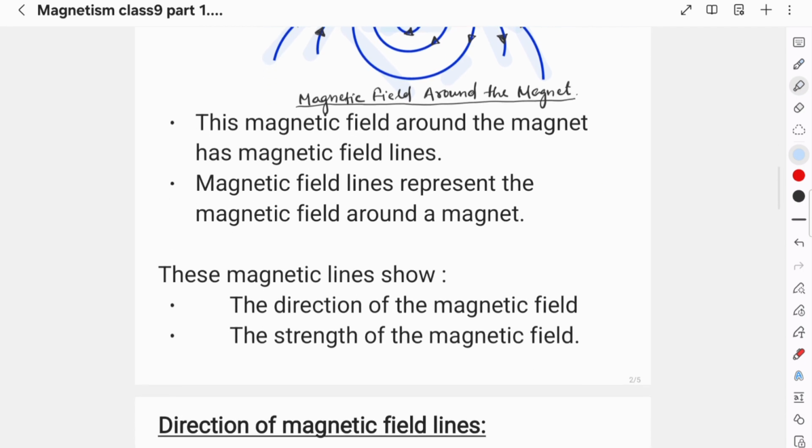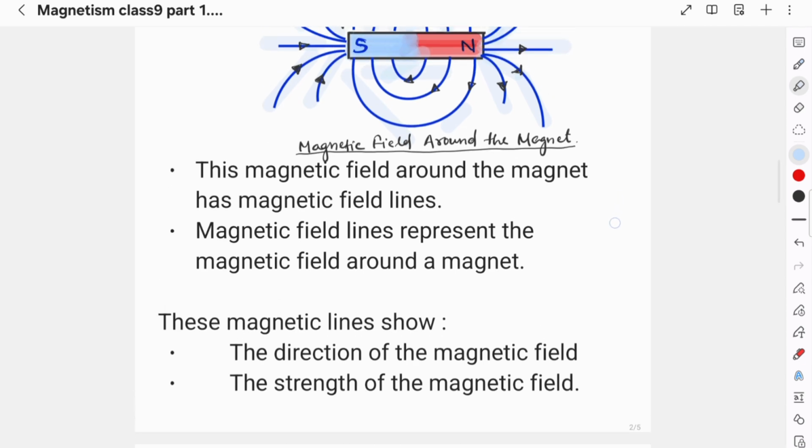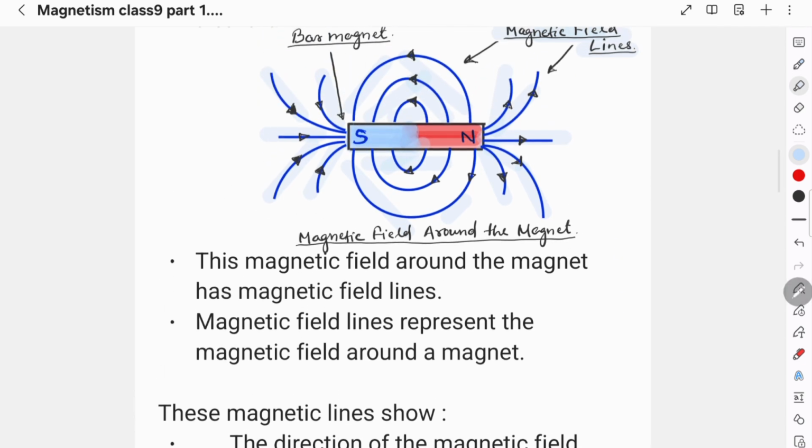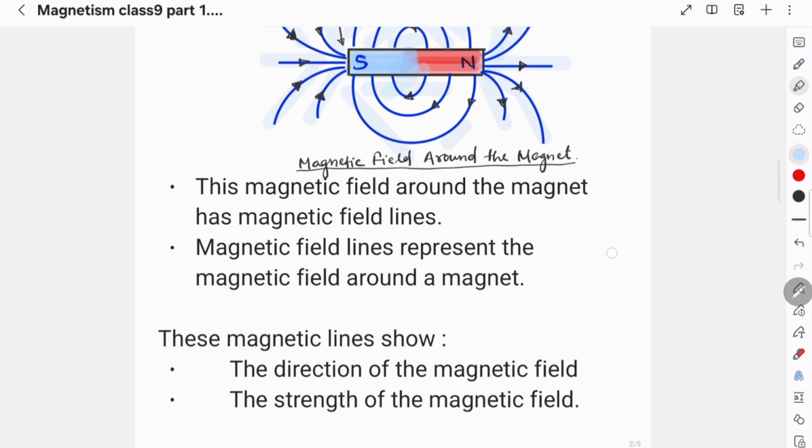Okay, the magnetic lines show the direction of the magnetic field and the strength of the magnetic field. We have this arrow marked on these lines. This arrow gives the direction of the magnetic field. It is coming out from the north pole, and it is entering the magnet through the south pole. And within the magnet, these lines are going from south to north. And you can see the loops. So magnetic lines are also forming loops around the magnet. Okay, now let's study about this.